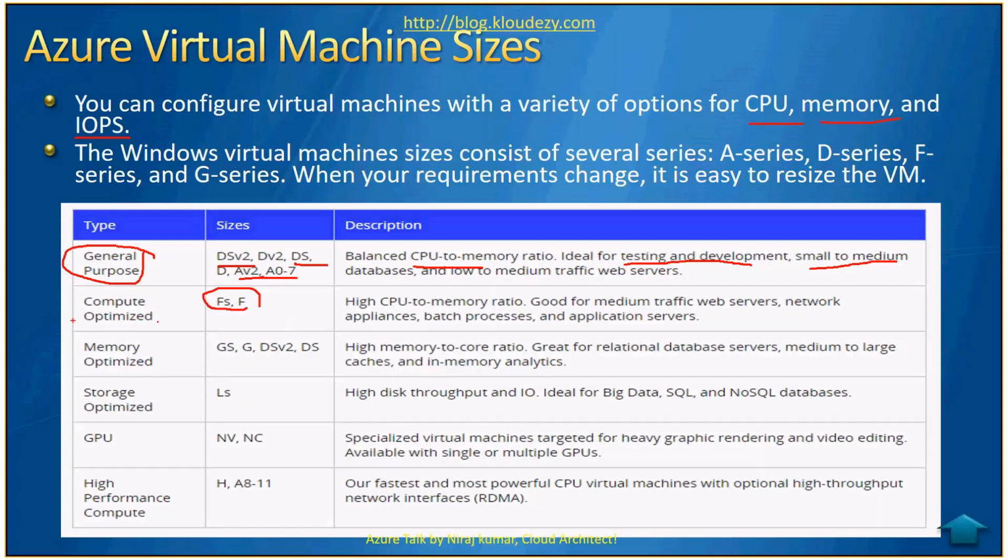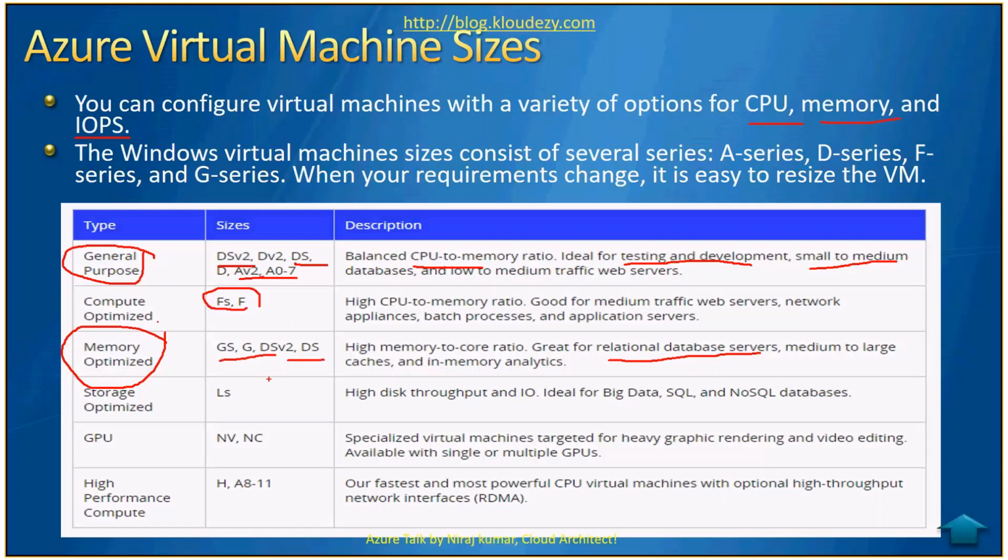Then the third one is memory optimized, where you have higher memory requirements. If you have a relational database that will require higher memory, or any other server where you require your code to be run in main memory, some examples like Redis cache, which runs in the main memory. So if you have your own workload which requires a higher amount of memory, you will select the G series or DS series.